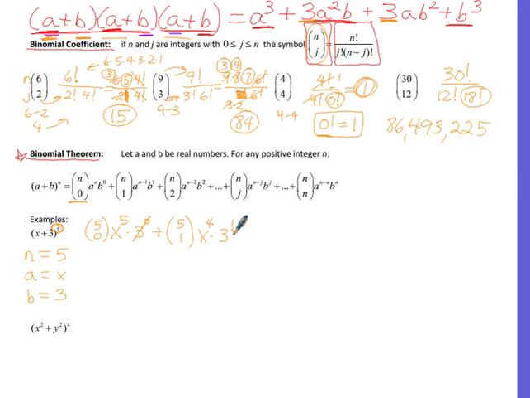Now, personally, I like Pascal's triangle for exponents that aren't very large and combinations for exponents that are larger. But you do, again, what works for you, and just be ready to do either.